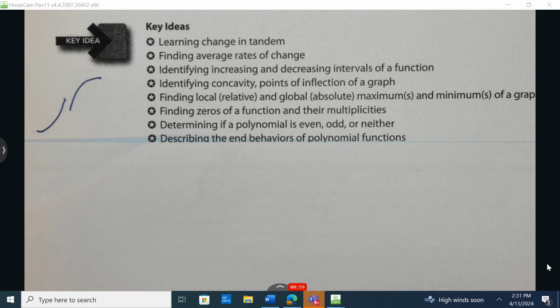We're going to find the zeros, their multiplicities, determine if the multiplicities are even, odd, or neither, and then describe the end behavior of a function.